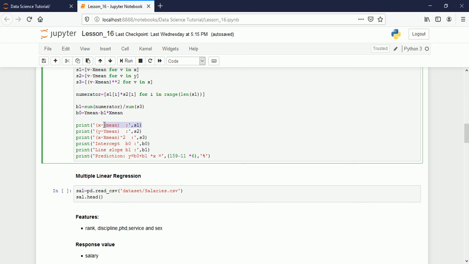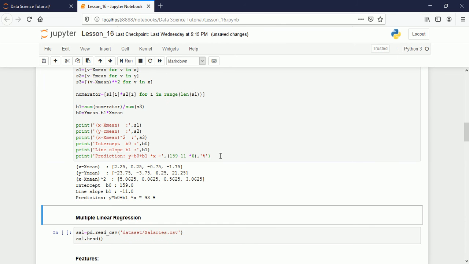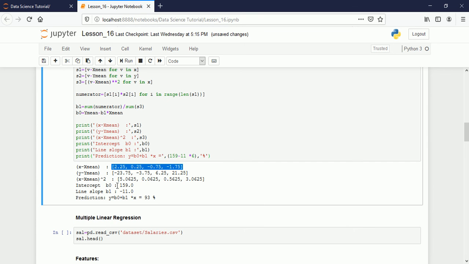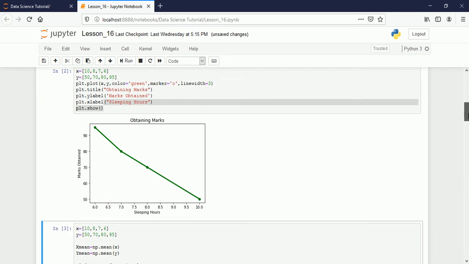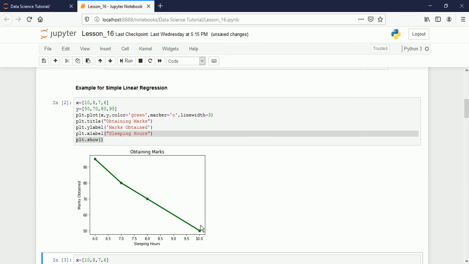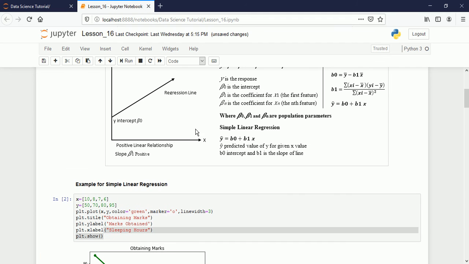I want to print the x series, the y series, and also the square of the y series, and then I want to print b0 and b1 here, and then we are going to predict the values. Let's see, friends. The first series is printed, second, third, and this one is showing us the b0 value, and b1 is equal to minus 11. Minus means there is a negative relationship. If you remember, we said if b1 is positive, it means it is a positive relationship.